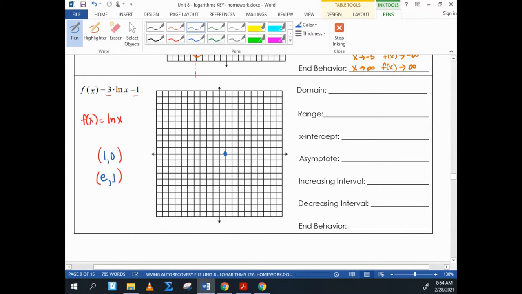Now, e is a number. It's really close to 3. It's just under 3. It's like 2.78. Okay, so what I'm going to do is go over really close to 3 and then go up 1. Can you see that right there? Again, it's just going to be approximate. It's just right below that 3 right there. So just note that. Your calculator knows that. If you forget, you can ask it what e is.